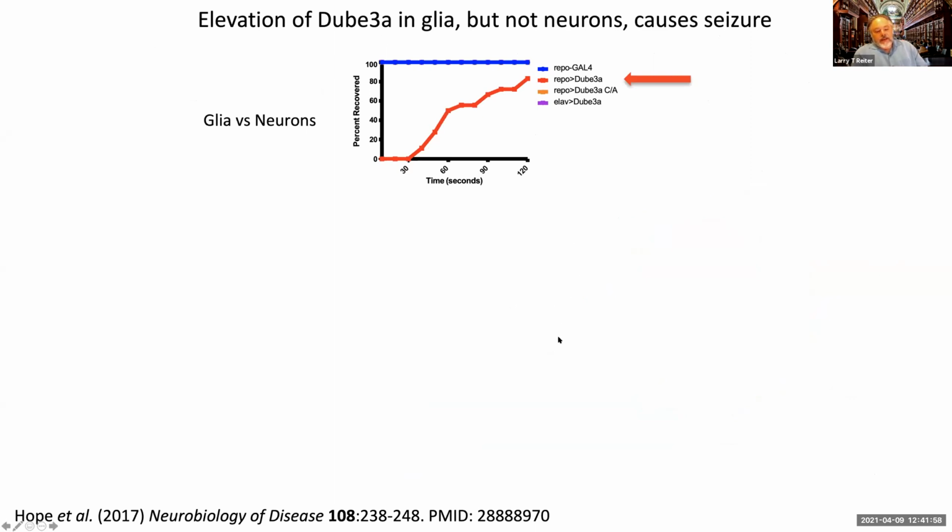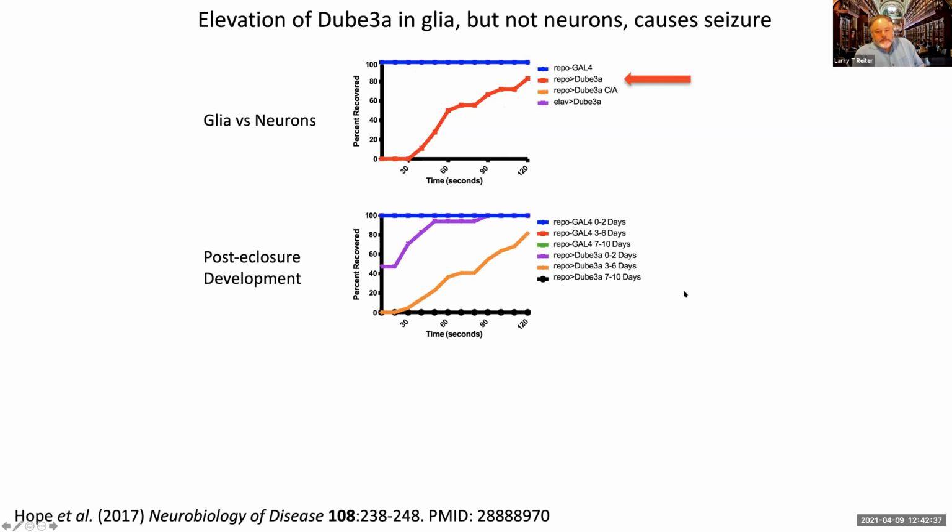Okay, so I mentioned Kevin. Kevin did a series of experiments. He expressed wild-type Drosophila UB3A. He expressed a C to A version of UB3A that can't ubiquitinate substrates. And then he expressed UB3A using ELAV in neurons. All of these other lines are up here. Those flies just didn't have seizures, but the flies expressing in all glial cells using repo-gal4 actually do have seizures and are out for the first 30 seconds and then slowly recover. And usually not all the flies will recover.